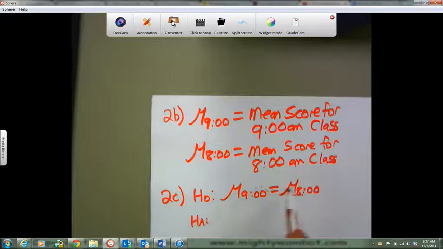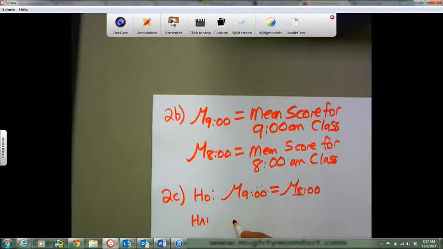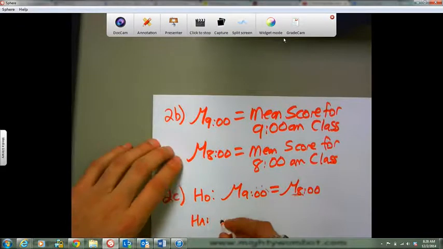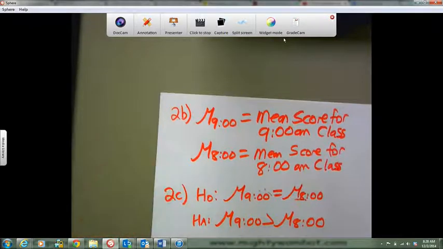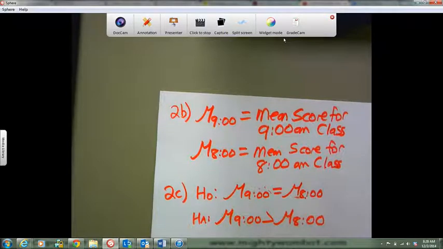The alternative hypothesis, notice what they say, do the data provide evidence that 9 a.m. classes do better than 8 a.m. classes? So we want to know, is the mean for 9 a.m. greater than the mean for 8 a.m.? Now, the alternative.